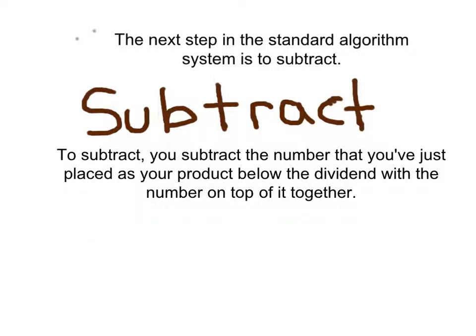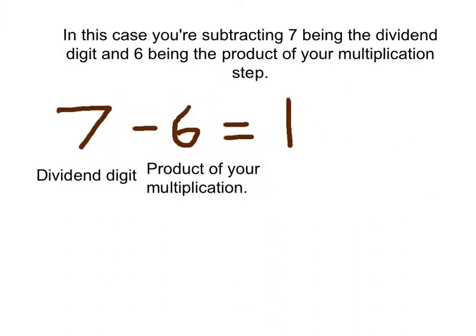The next step in the standard algorithm system is to subtract. To subtract, you subtract the number that you've just placed as your product below the dividend from the number on top of it. In this case, you're subtracting 7, being the dividend digit, and 6, being the product of your multiplication step.